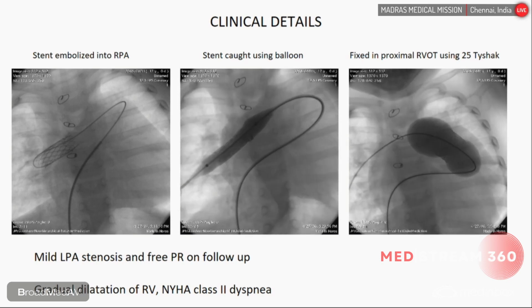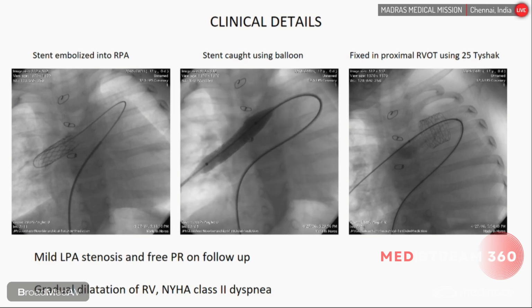The LPA origin was having mild LPA narrowing because of the significant dilatation done with the balloon and also during stenting. He was having free pulmonary regurgitation and mild LPA origin narrowing and he was on follow-up. He had gradual dilatation of right ventricle with NYHA class 2 dyspnea now.